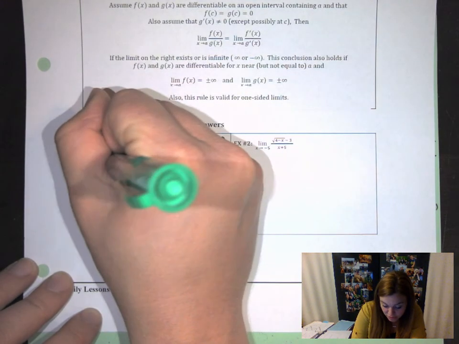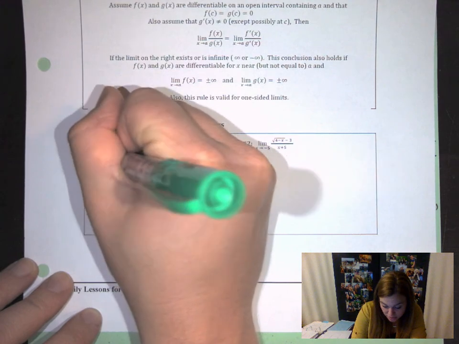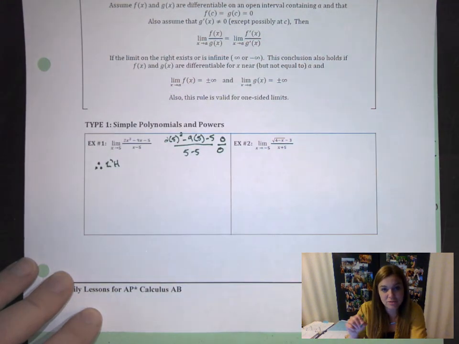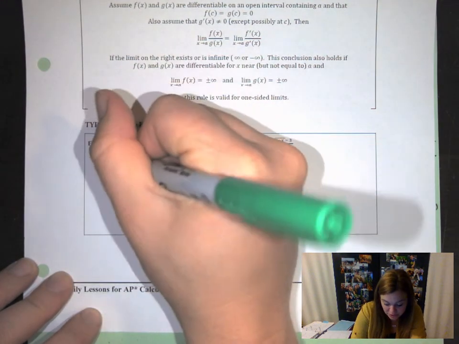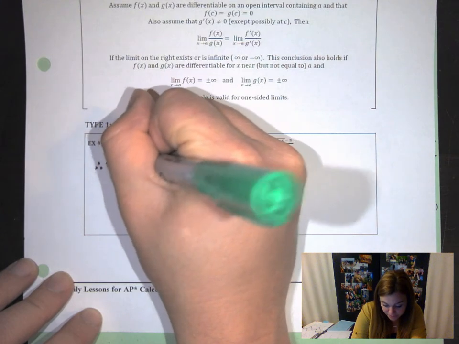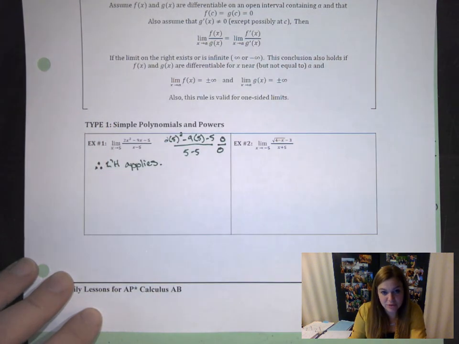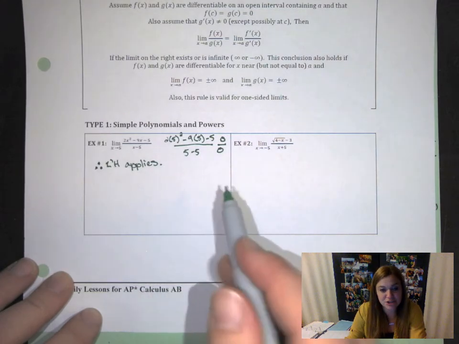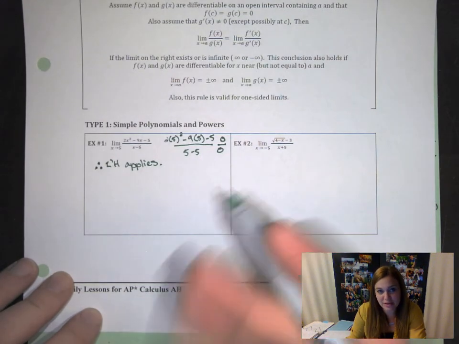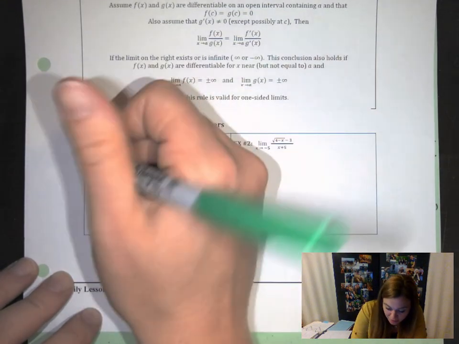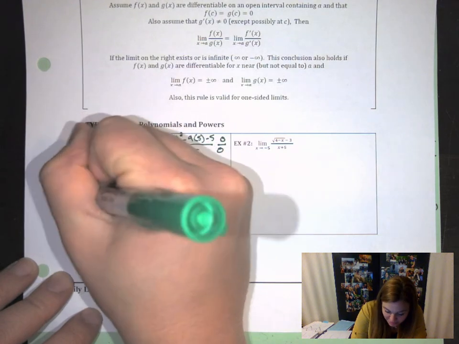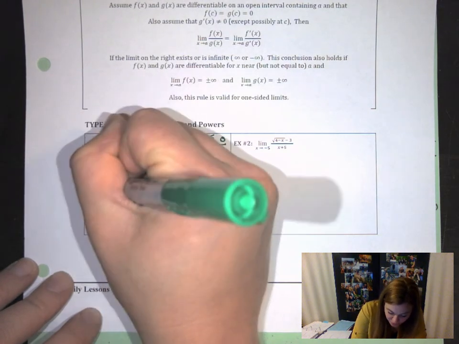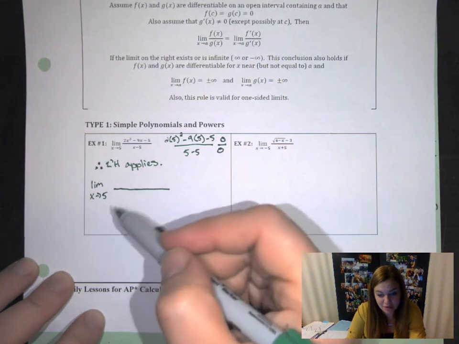So therefore, L'Hopital's, and you can just write L, H, or if you want to write L'Hopital's, that's okay. L'Hopital's applies or can be applied. This is my justification, and I just want you to get in the habit of doing this just from the first problem. So what I'm going to do is say the limit is x approaches 5. Notation is really important. You have to write down the limit part of this.